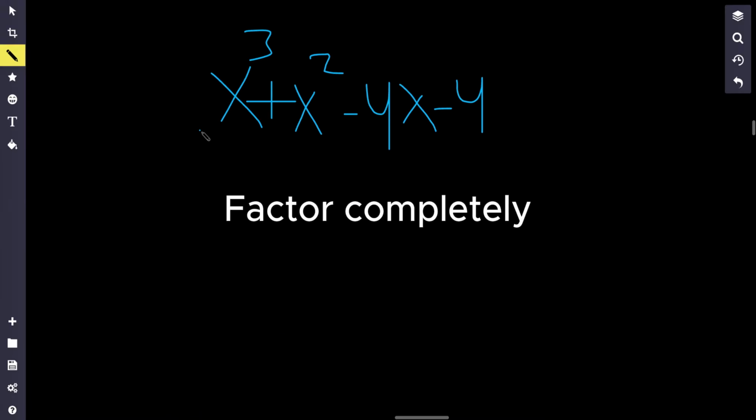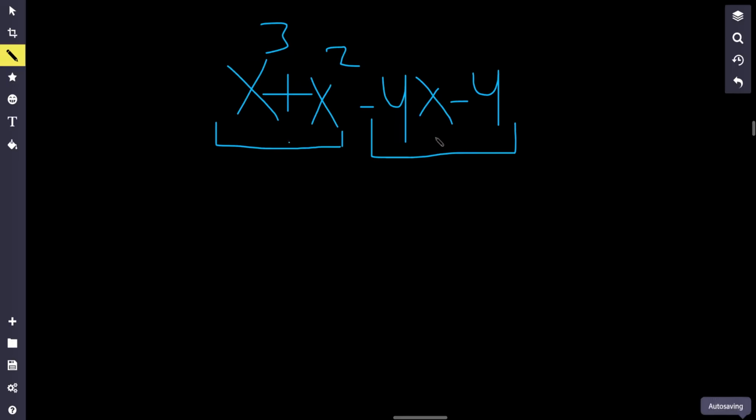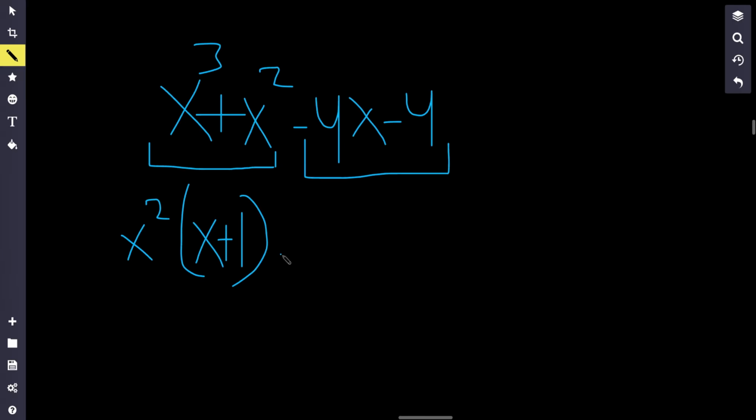So in this case, here's kind of the process. Let me group these two things into 2 sections. For x to the 3rd power and x to the 2nd power, I can factor out an x to the 2nd power, right? And for this negative 4x and this negative 4, I can factor out a negative 4.